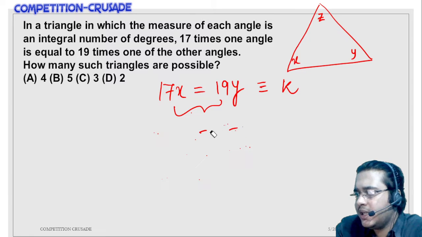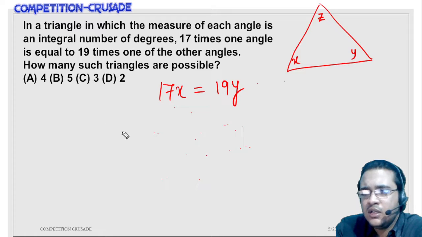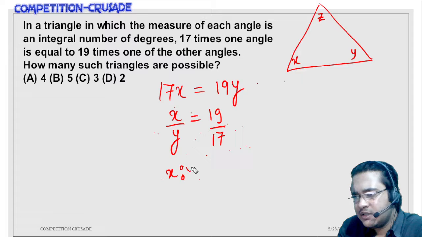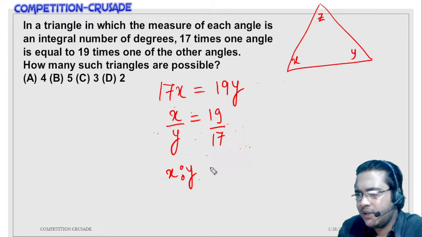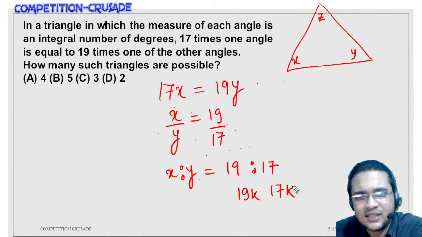what I can do is, if you cannot understand this k business, so what you can do is you can probably do something like this. So x by y is equal to 19 by 17. So I'm just taking x on this side, and x by y can also be written as x is to y, something like this. Okay, just assume it for a while. Okay, I'm just stretching the video, but otherwise it's very simple. So 19 is to 17. This can very well be written as 19k, 17k, 19x, 17x, whatever. Okay.